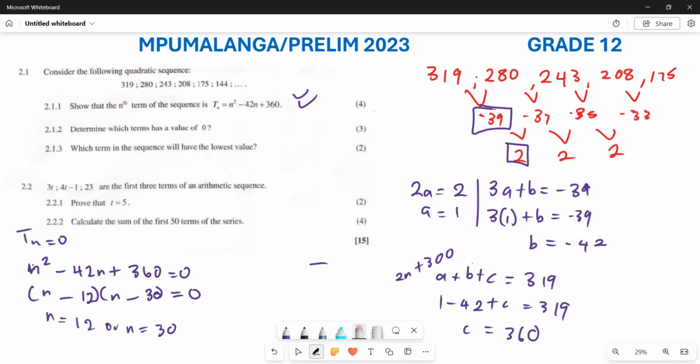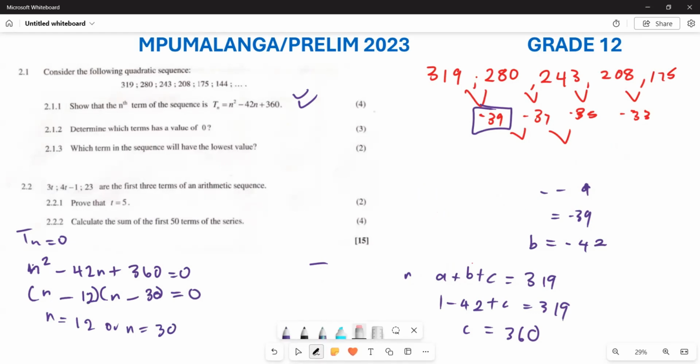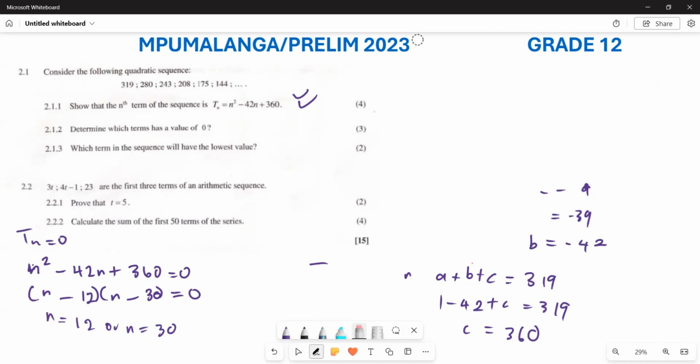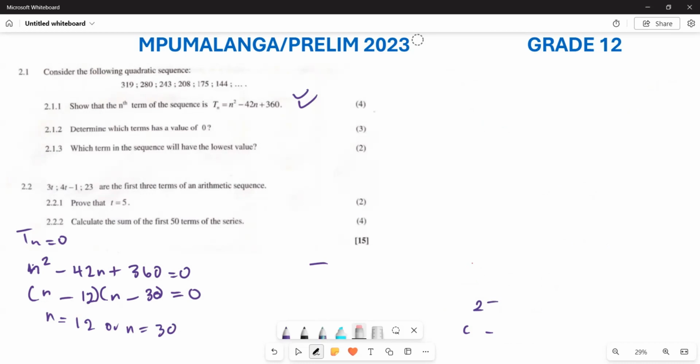Now let's continue swiftly along to 2.1.3. They say, which term in this sequence will have the lowest value? I want you to understand this: whenever they are talking of a lowest value, remember that Tn is given by n squared subtract 42n plus 360. We can also apply some of the concepts of quadratic functions here.